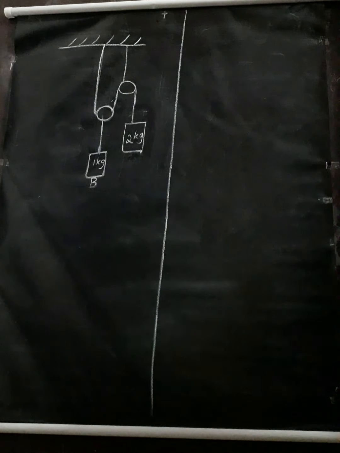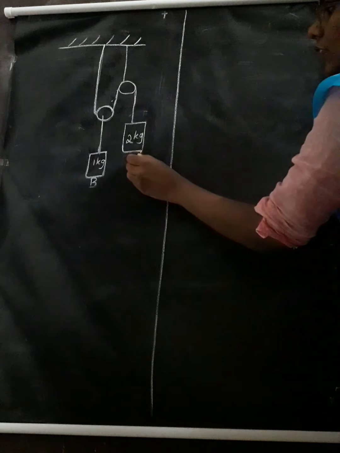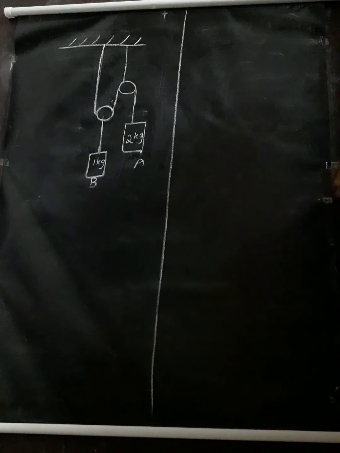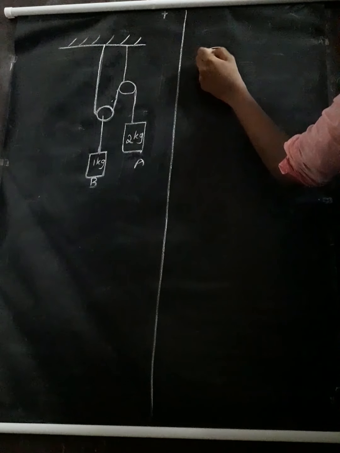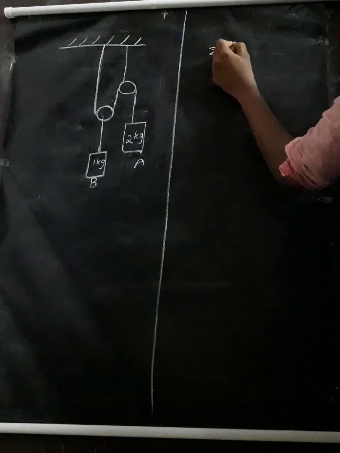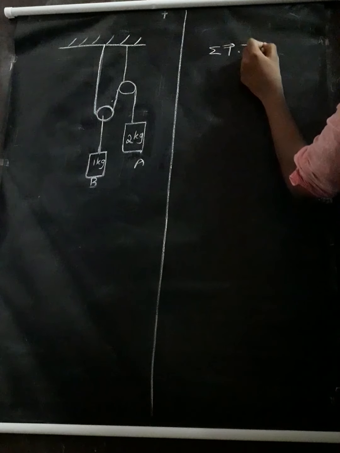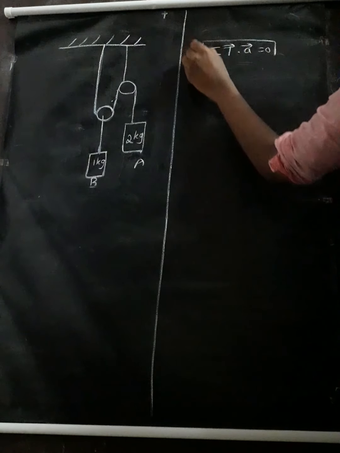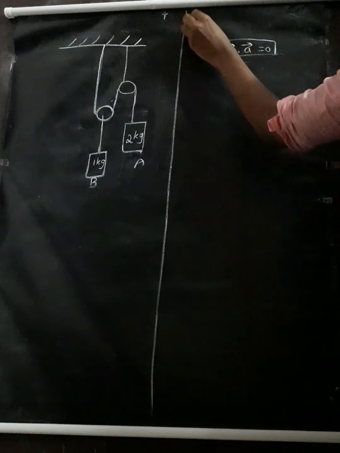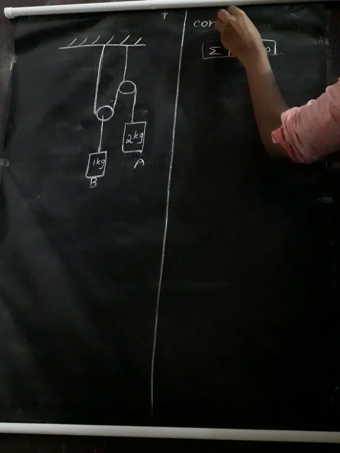We have to find the acceleration of block A and block B. To find the acceleration of these two blocks, we can use the concept of summation of T vector dot a vector is equal to 0. We can use this concept for a constrained motion.